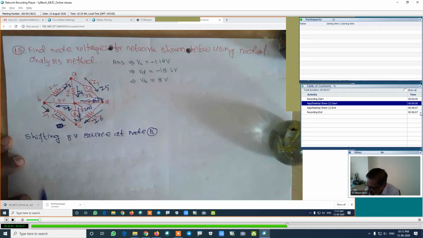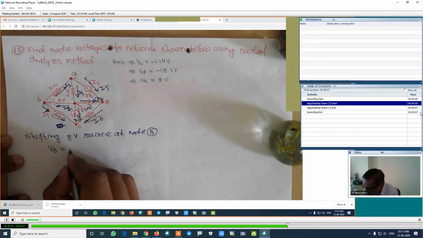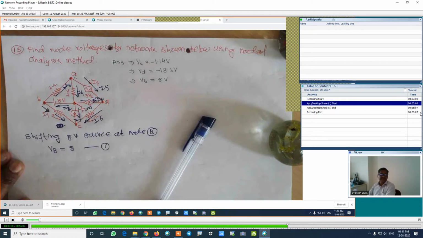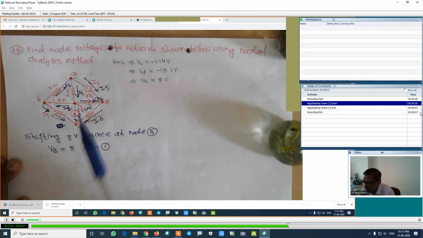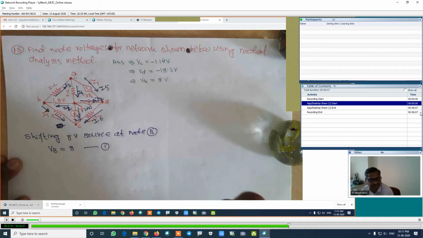That's why we have VB equal to 8 volt. This is equation number 1. How many equations do we need here? At least we need 4 equations because we have 5 nodes. This is the ground node, and this is 1, 2, 3, 4. We need at least 4 equations.